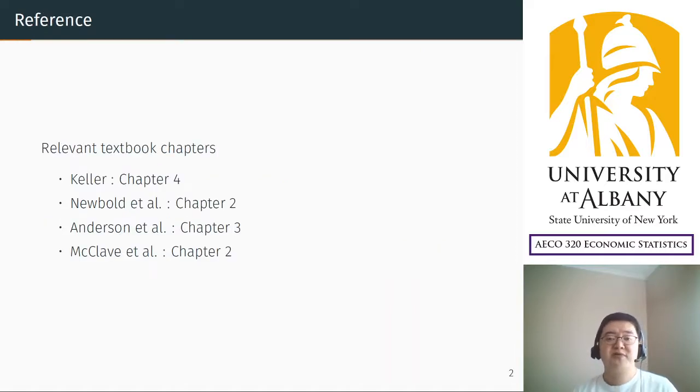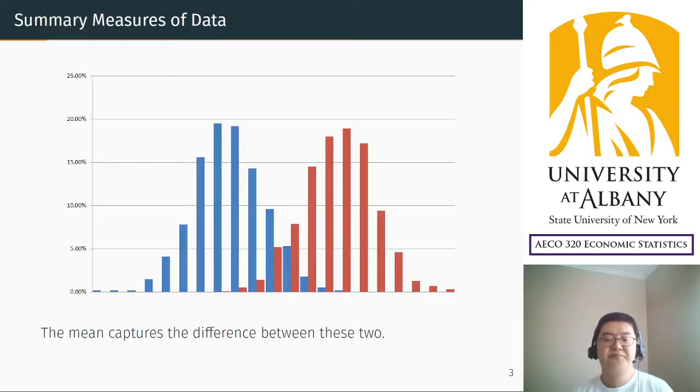The textbook chapters are the same as the previous chapter. Usually the mean and variance go together. The measure of variability goes together with the measure of central location, so they are described in the same chapters in textbooks.